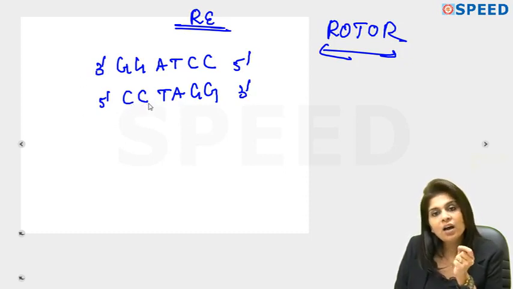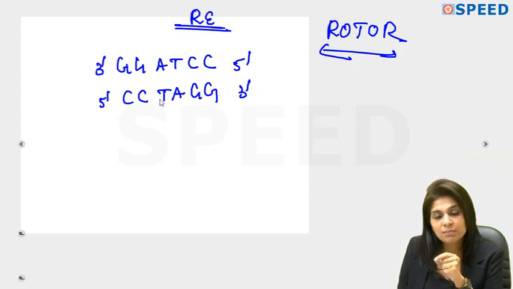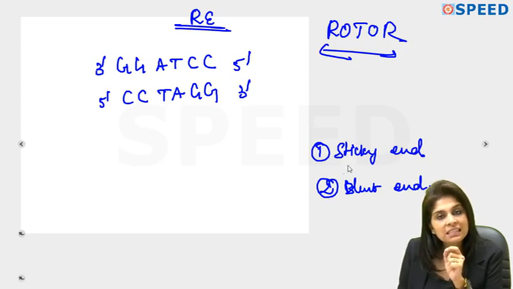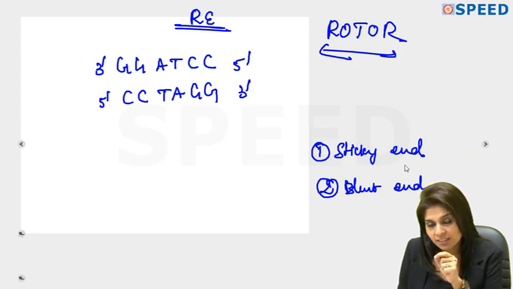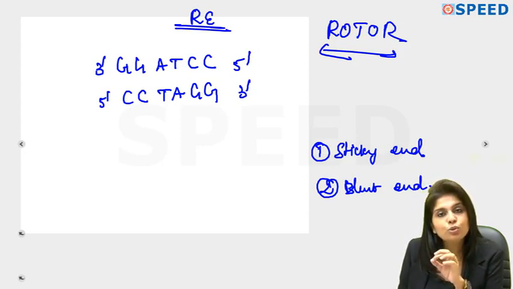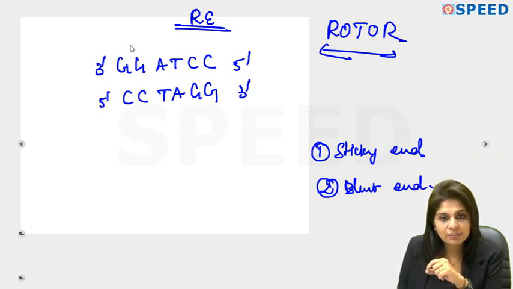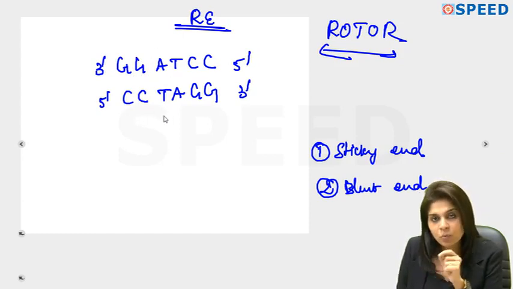Now, depending upon how a restriction endonuclease cuts this palindromic sequence, we have two types of restriction endonucleases. One is a sticky end producing restriction endonuclease. The other one is a blunt end producing restriction endonuclease. So, what is a sticky end producing restriction endonuclease? In this case, the enzyme cuts both the strands at two different sites. Instead of cutting both the strands after the first nucleotide, cutting both the strands after the second or after the third, what does this enzyme do?